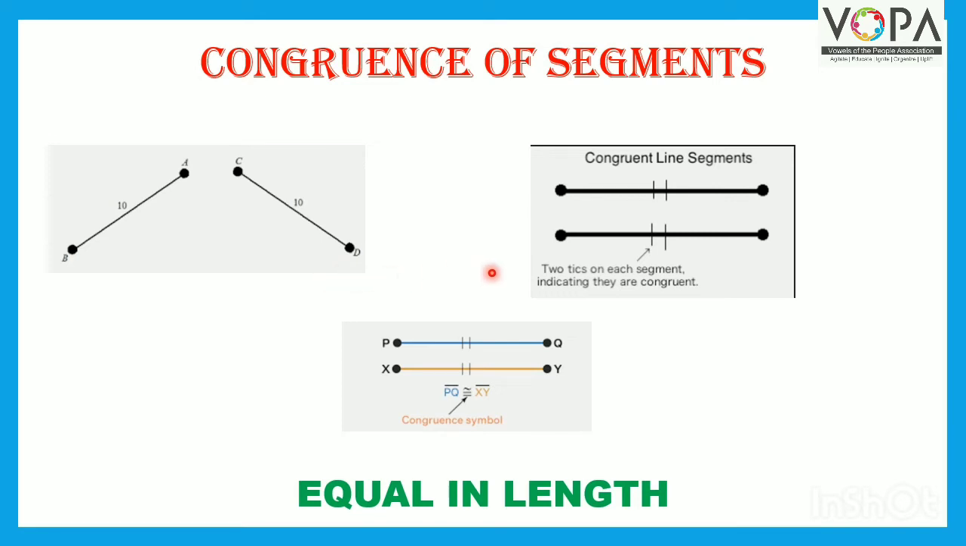The congruency of these segments is shown with these ticks. So these two ticks on each segment indicate that they are congruent. Mathematically, the congruency between these two segments is shown like this. Length PQ is congruent with length XY. So this is the symbol of congruency.